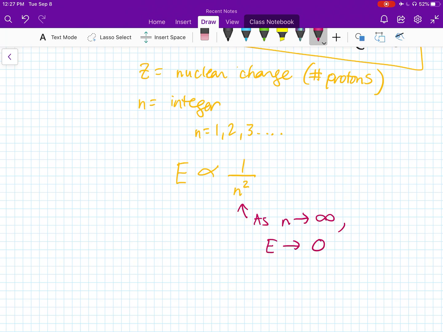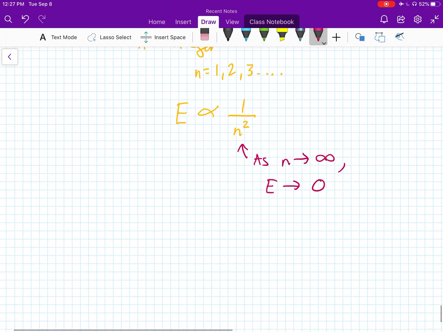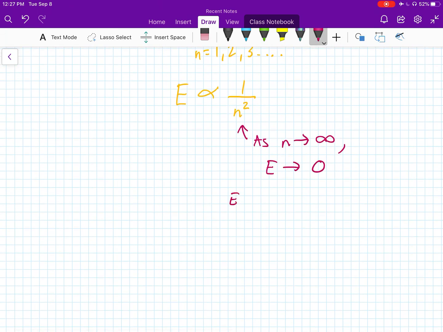Okay, so that's just a complicated way of saying that when you're really, really far away from the atom, you have no interaction of the electrons with that atom. So E equals zero is the reference value for no interaction of electrons with the atom.